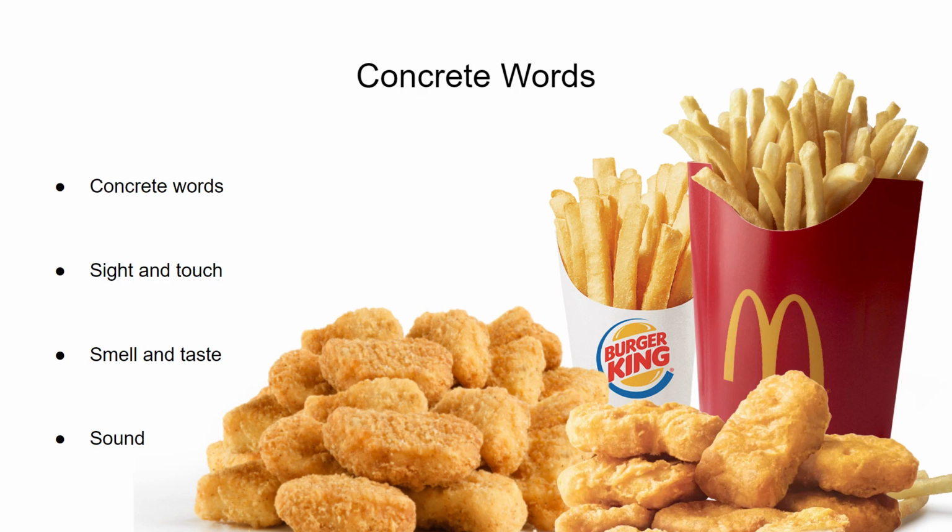Jake used sight and touch to describe how Burger King's fries were crisp and fluffy. This is a great example of sight and touch, as you not only could see how crisp and fluffy these fries were, you could feel the crisp outside edge of the fry and the fluffy inside.